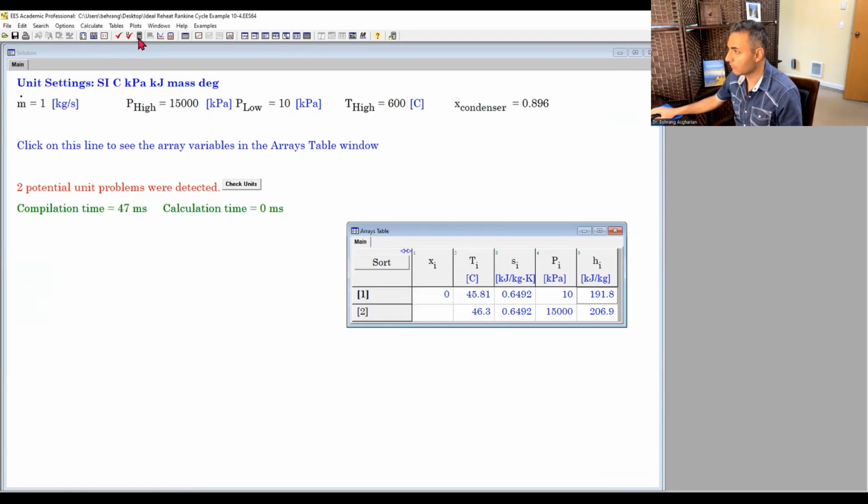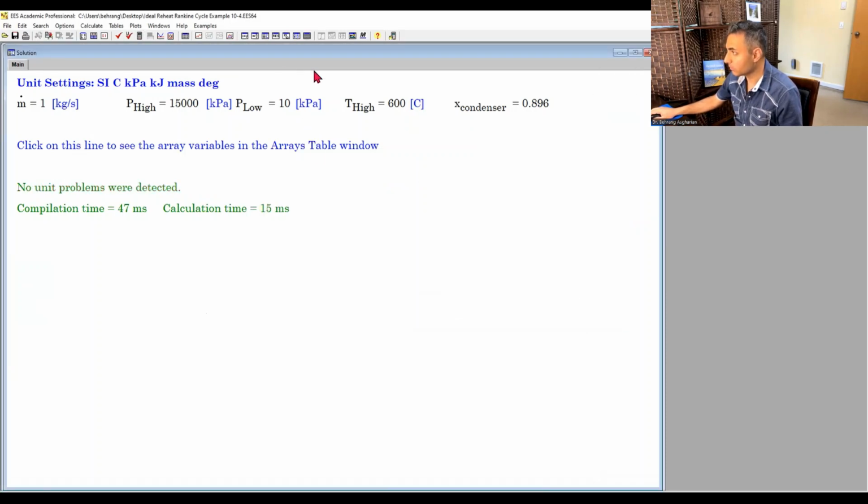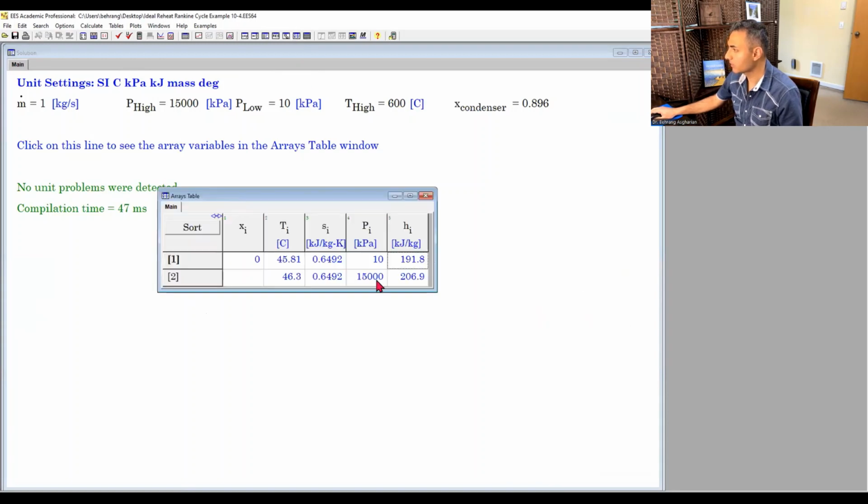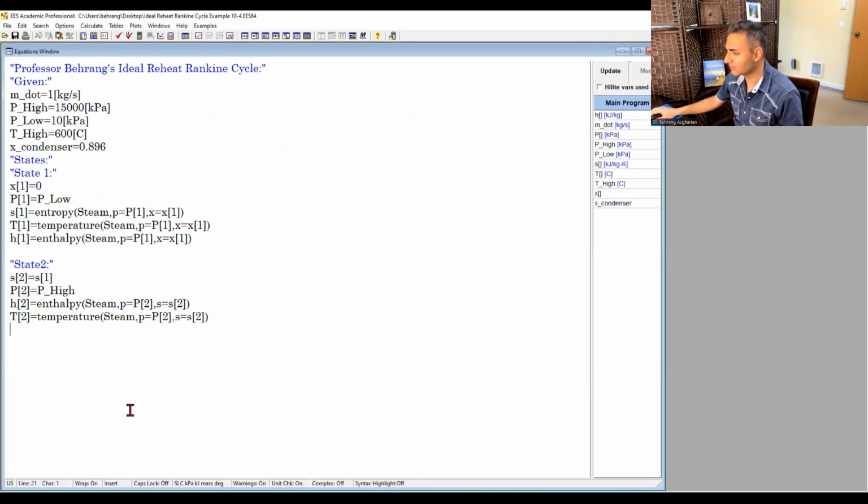So now we shouldn't have any unit problems, and we don't. That's good. So everything looks nice and clear. Okay. And you can see that T2 and T1 are pretty close. Why? Because it's liquid water. So it's different when it becomes superheated.